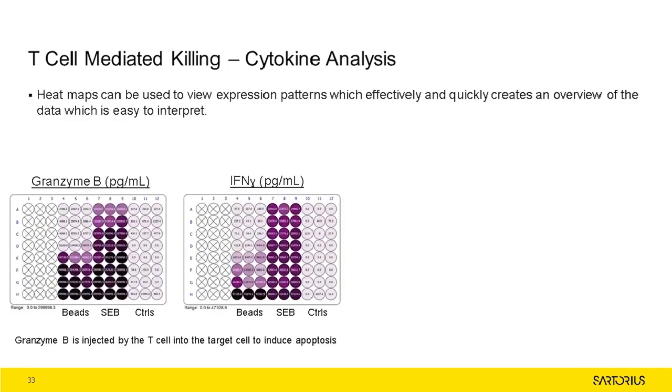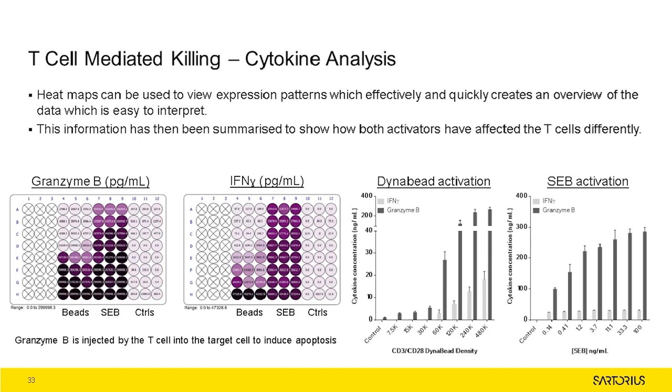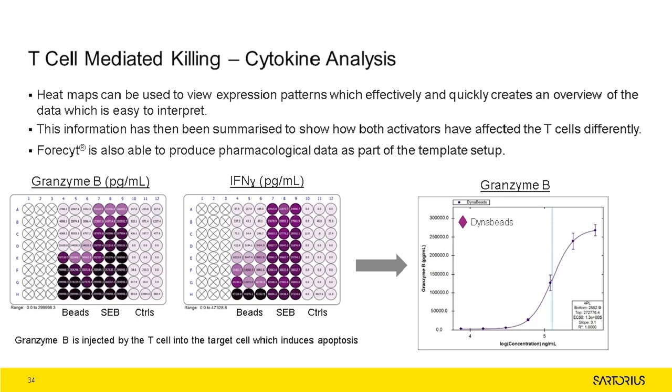Cytokine analysis can again be assessed using the killing kit. Here, Forecyt allows for the generation of heat maps to quickly and effectively give the user an overview of the biology occurring. Granzyme B release confirms the likelihood that the cell death occurring in this assay is due to T-cell degranulation after the increase in interferon gamma. This data is then able to be easily expressed to compare the activators, and as part of Forecyt's template, CRCs can also be generated, giving important pharmacological results to aid in making important decisions quickly.